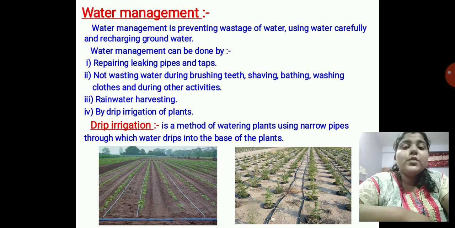So in order to save this water level, there are some measures which we have to study and put into application. This we will see in our next video.